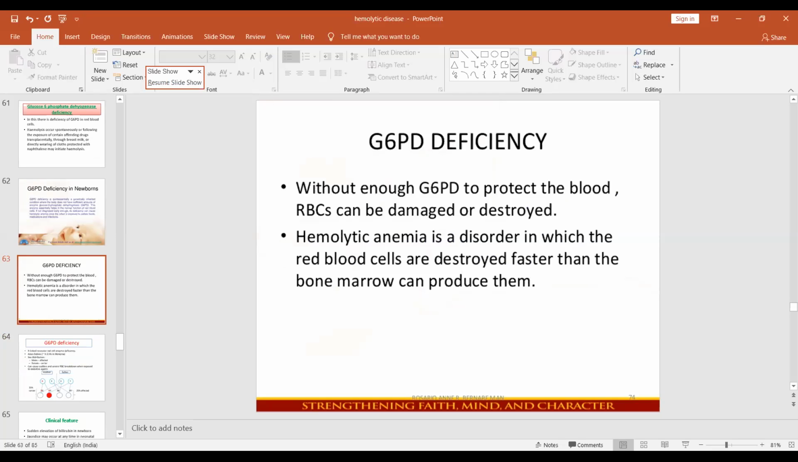Without enough G6PD to protect the blood, RBCs can be damaged and destroyed. Hemolytic anemia is a disorder in which the red blood cells are destroyed faster than the bone marrow can make them.